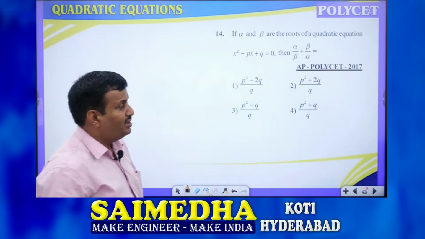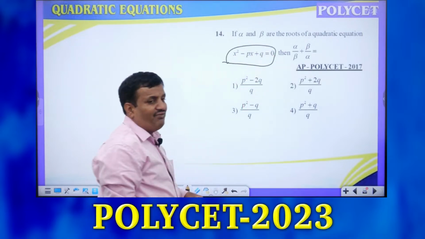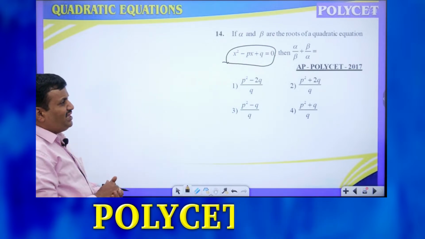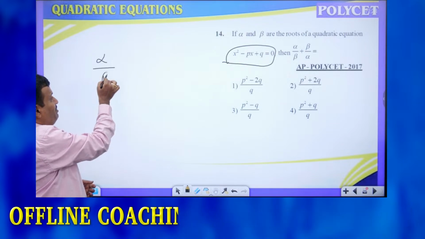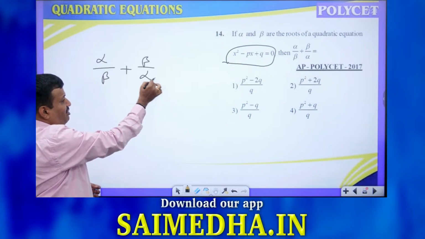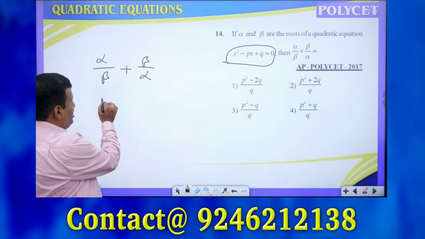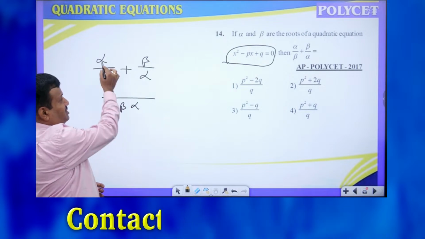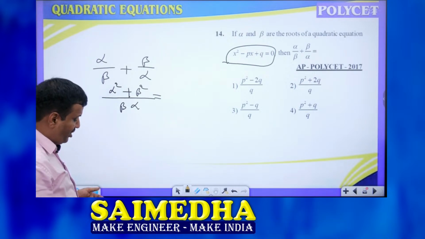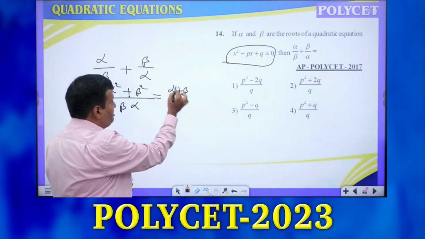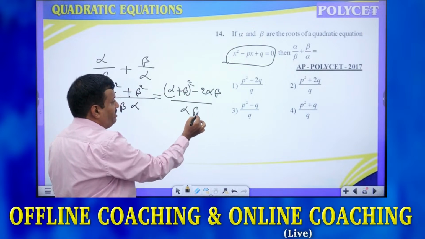Coming to the next bit here: x square minus px plus q equal to 0, a quadratic equation. Alpha and beta are the roots. Then what is alpha by beta plus beta by alpha? What is the LCM here? LCM is beta into alpha. This comes here as alpha square plus beta square. You can write this as alpha plus beta whole squared minus 2 into alpha beta, divided by alpha beta.